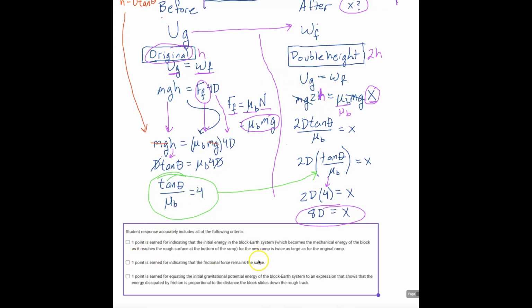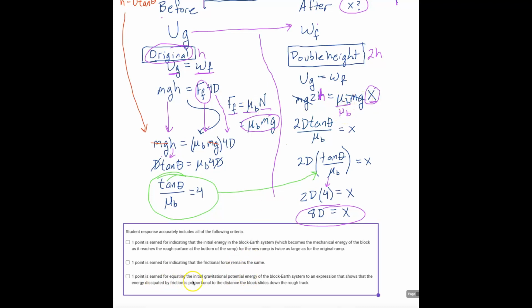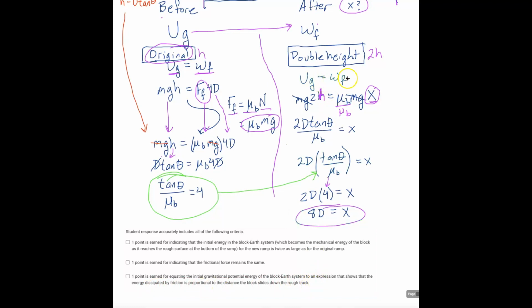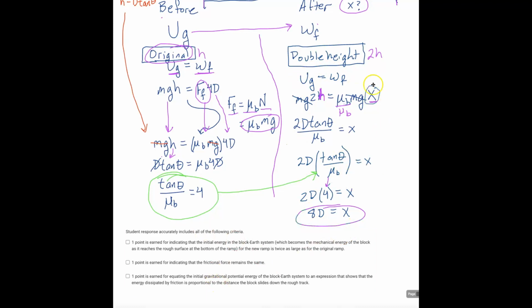1 point is for showing the frictional force remains the same. So here's the friction force. It's still mu b mg, mu b mg. And then you get 1 point for equating the gravitational potential energy to an expression that shows the energy dissipated by friction. And that's really this. But to get all those points, you have to do all this work. And that's the unfortunate part.